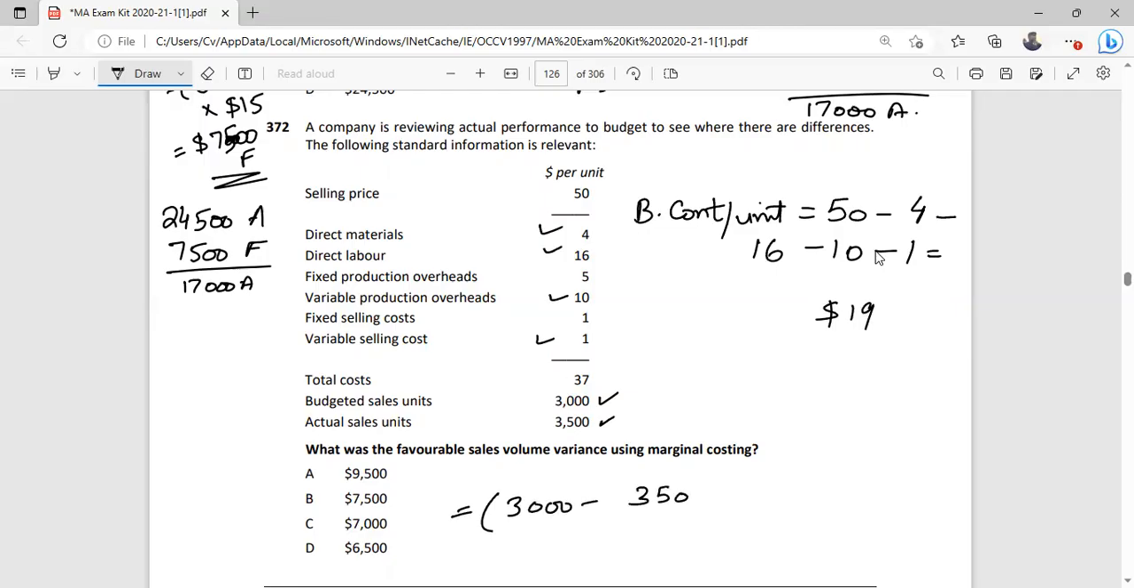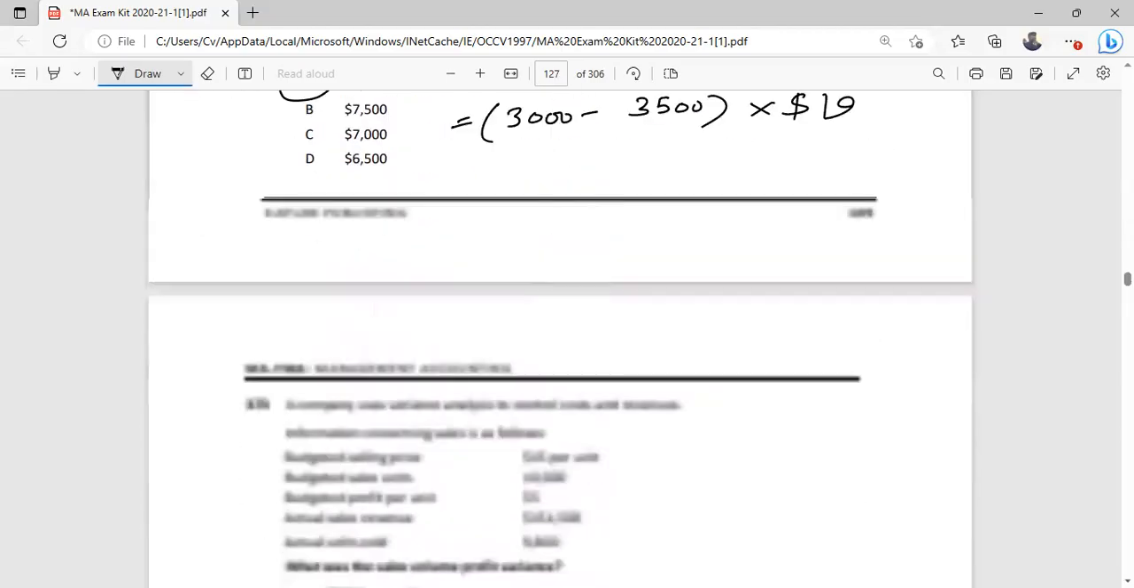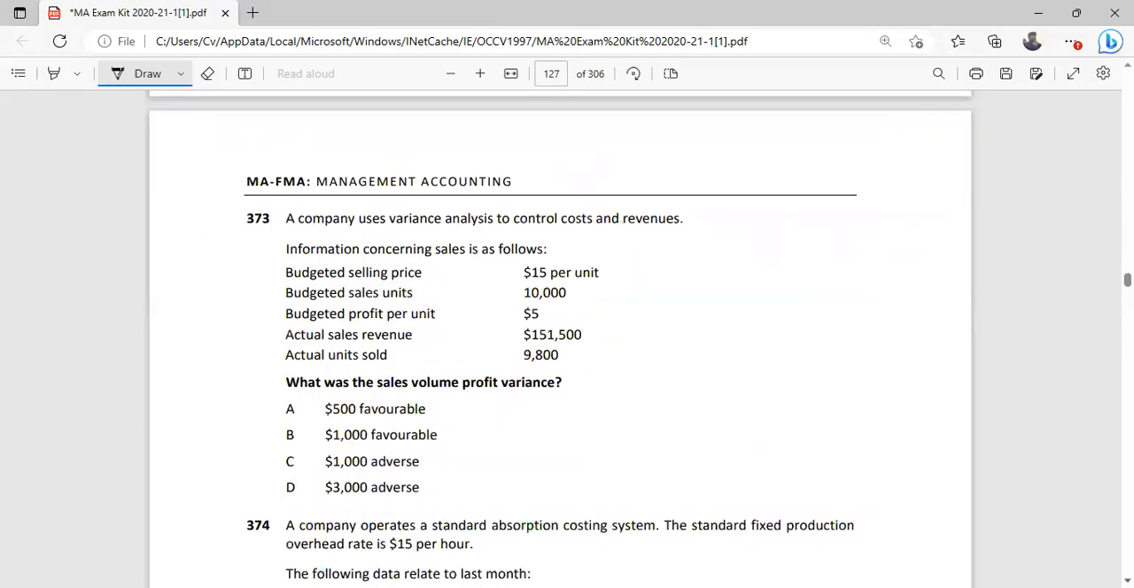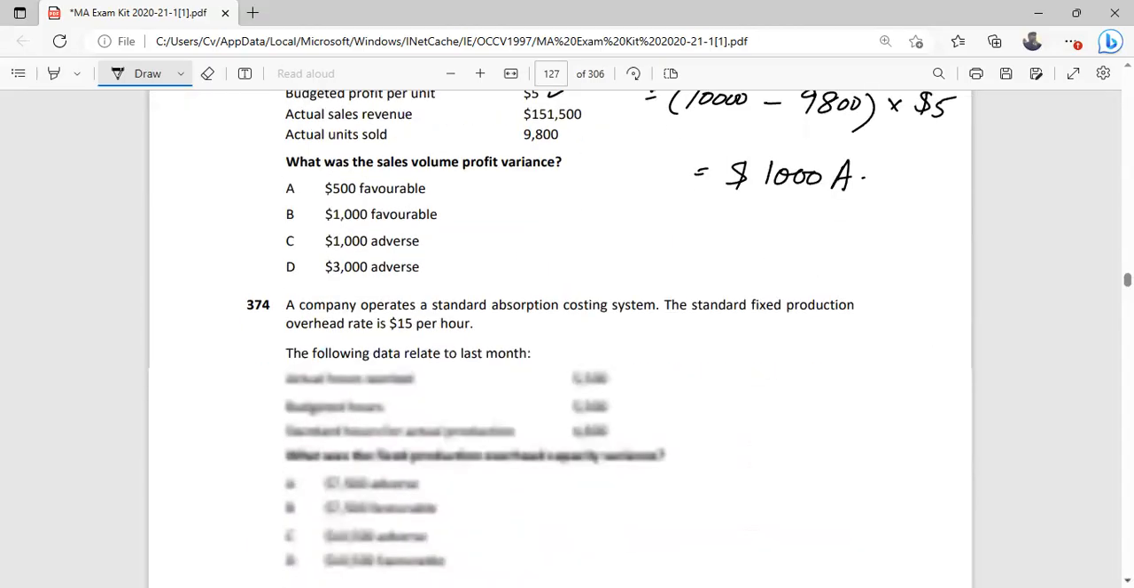Actually we sell more units. Contribution is 19. More units means we have a favorable variance of 9,500. Then we have sales profit volume variance. Selling price is 15, profit is 5. Budgeted sales units are 10,000 minus actual sales units are less than budgeted into budgeted profit is 5. So 200 into 5 means what? 200 into 5 means $1,000 adverse. You sell actually lesser amount of units in comparison with targeted or budgeted.